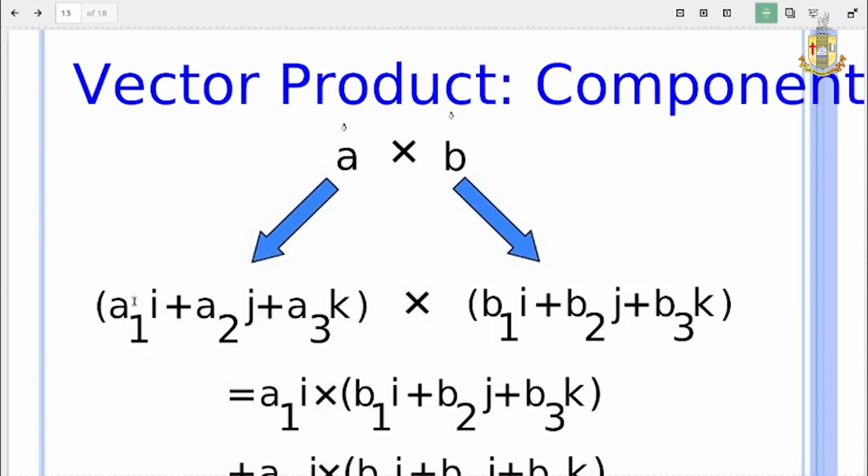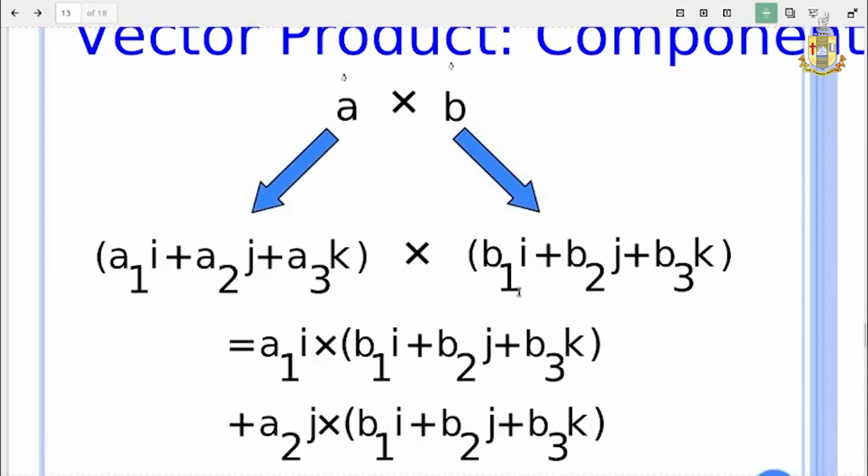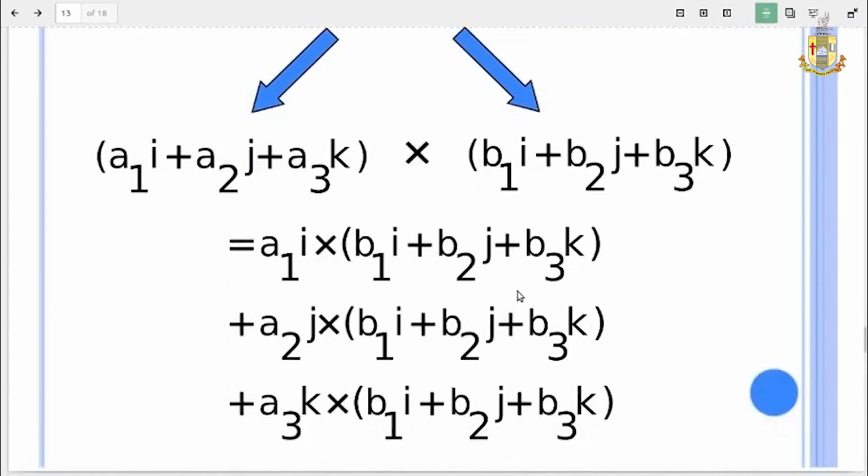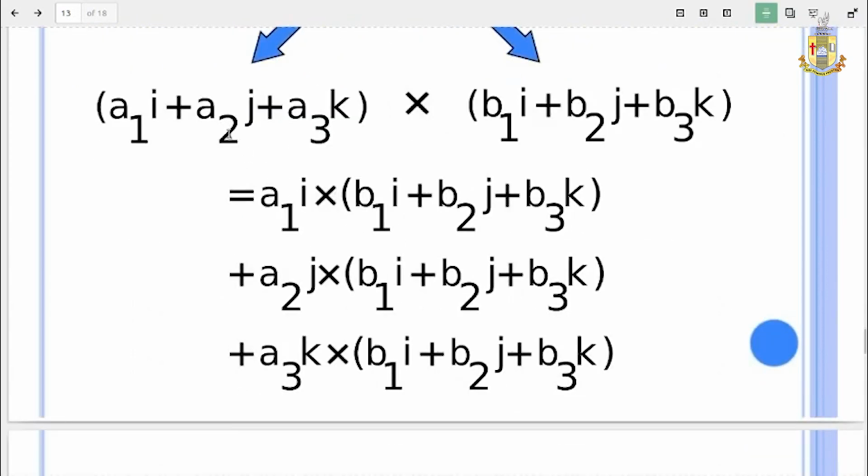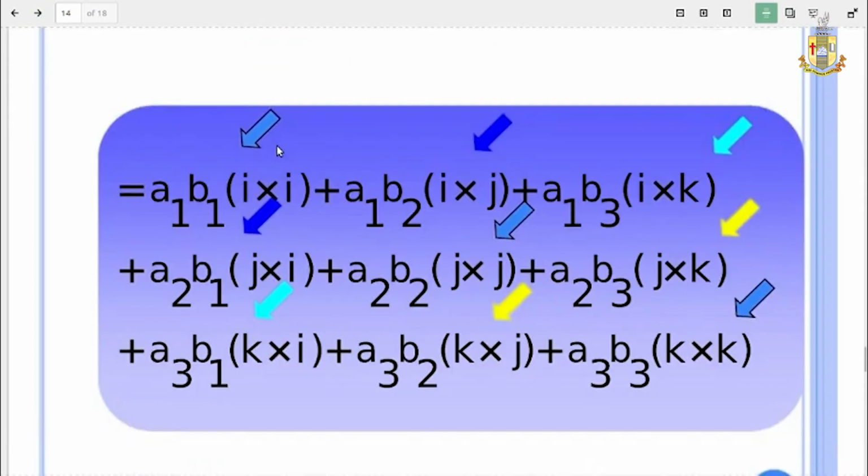So the cross product of i vector: A1 i vector cross B1 i vector plus B2 j vector plus B3 k vector. Plus next, I am going to take it with the j vector, that is A2 j vector cross B1 i vector plus B2 j vector plus B3 k vector. And plus A3 k vector cross product of B1 i vector plus B2 j vector plus B3 k vector. So what do we get? That is the cross product I am going to take.